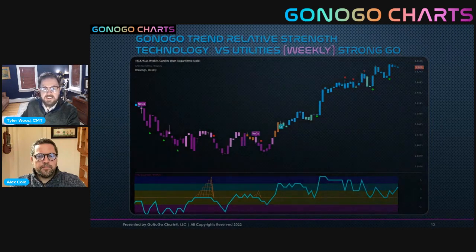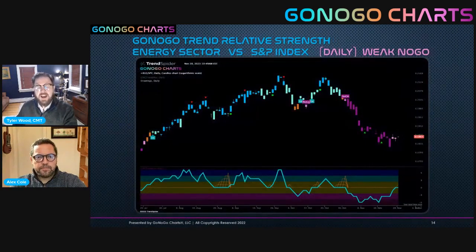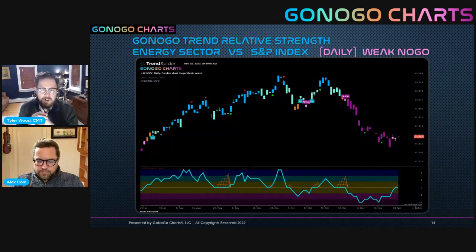Let's do one more. This time we'll switch it over to a daily view. For a lot of the registered investment advisors and the portfolio managers that we work with, they're looking at tactical asset allocation. They're looking at each of the sectors of the market against the benchmark index. Most of those investment advisors and portfolio managers are evaluated on how well they can beat the benchmark. So by definition, you have to own the things that are beating the benchmark.